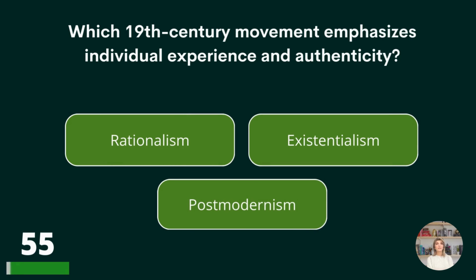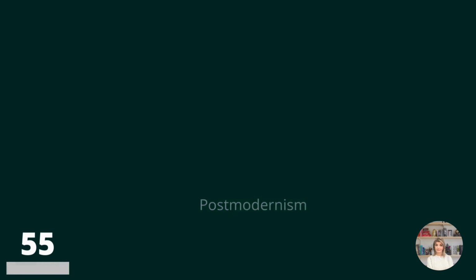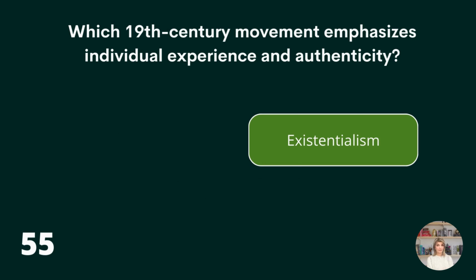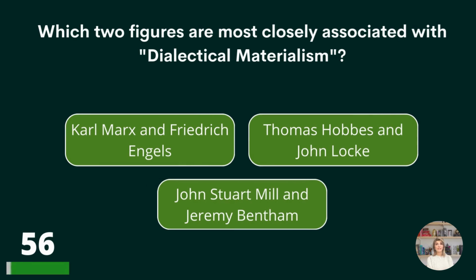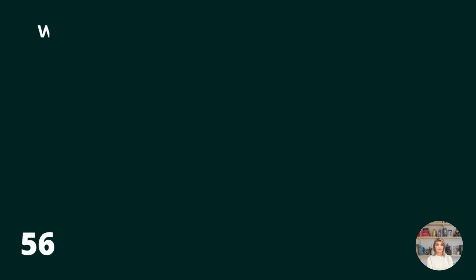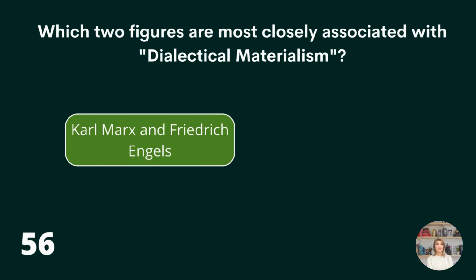Which 19th century movement emphasizes individual experience and authenticity? Rationalism, existentialism, or postmodernism? Existentialism. Which two figures are most closely associated with dialectical materialism? Karl Marx and Friedrich Engels, Thomas Hobbes and John Locke, or John Stuart Mill and Jeremy Bentham? Karl Marx and Friedrich Engels.